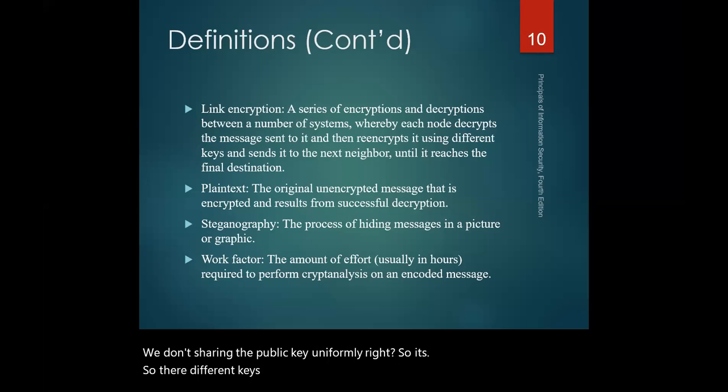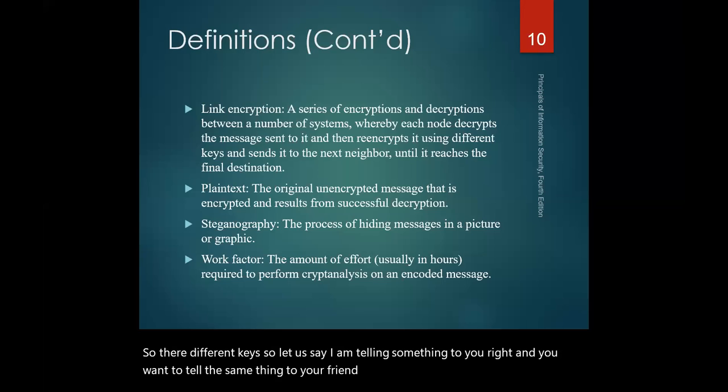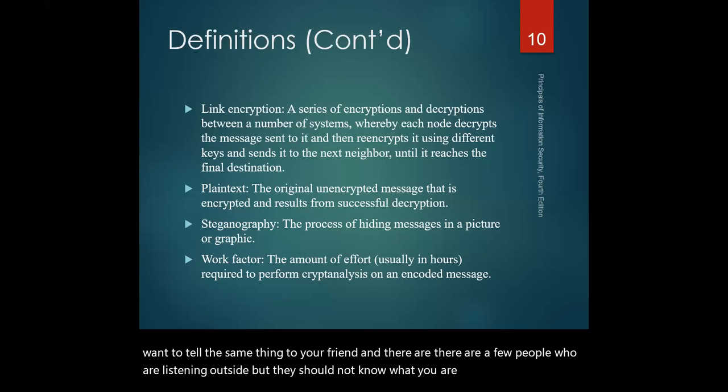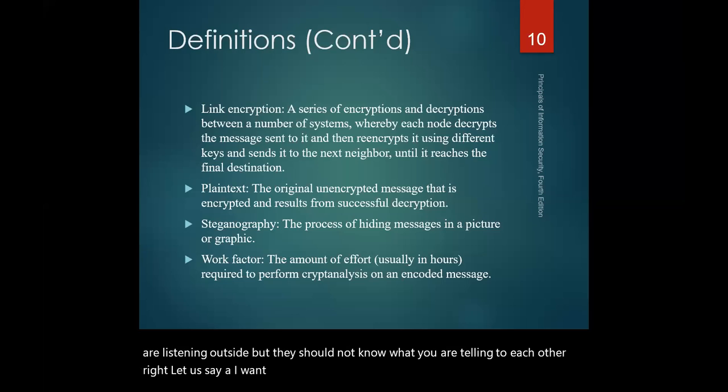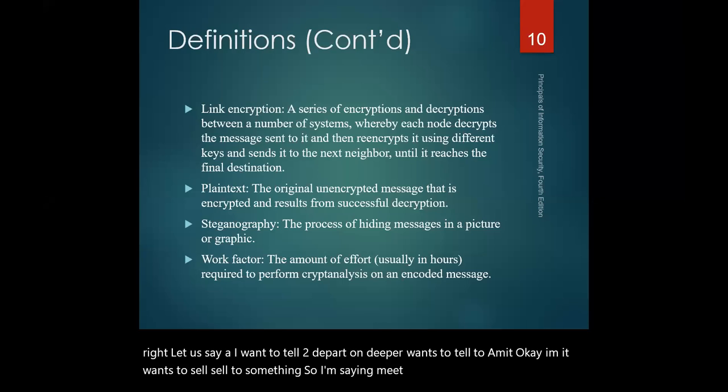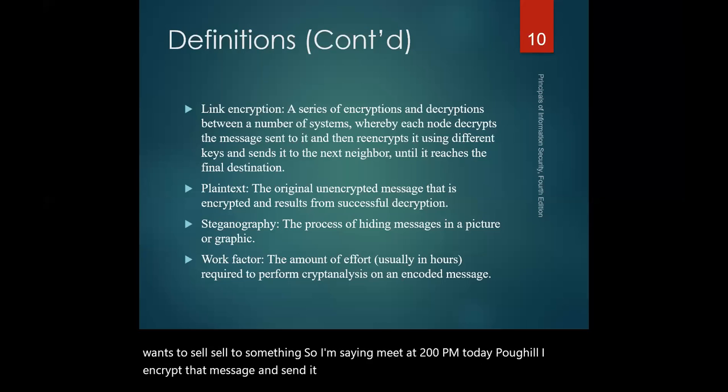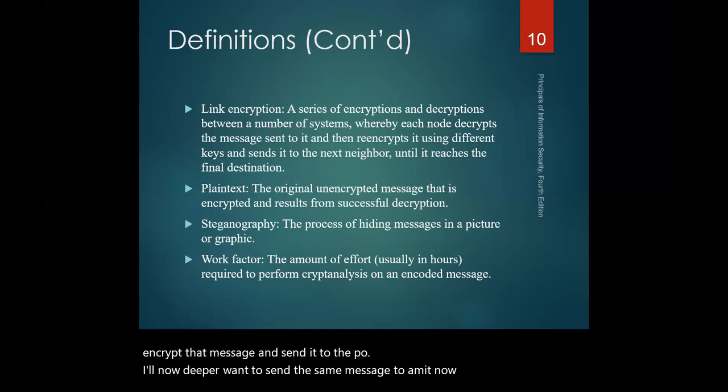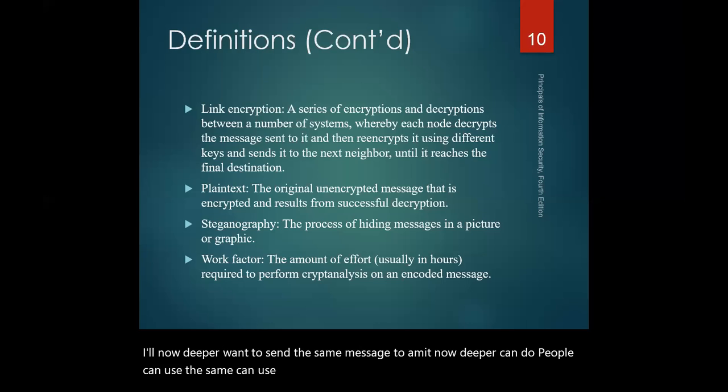So let us say I am telling something to you, right? And you want to tell the same thing to your friend, and there are a few people who are listening outside, but they should not know what you are telling each other, right? Let us say I want to tell Deepa, and Deepa wants to tell Amit. So I'm saying meet at 2 p.m. to Deepa. I encrypt that message and send it to Deepa. Now Deepa wants to send the same message to Amit. Deepa can use a different ciphertext, a different key, a different algorithm, and generate her own message. And then she sends it to Amit.